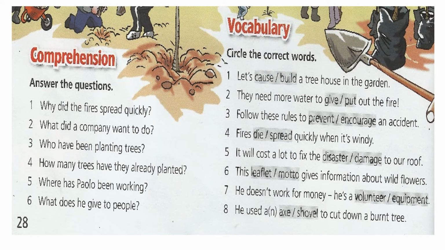Comprehension. Answer the questions. 1. Why did the fire spread quickly? Because the winds were blowing at high speeds and changing direction all the time. 2. What did a company want to do? A company wanted to buy the land where the fire was and build a hotel. 3. Who have been planting trees? Children and teachers from the local schools.